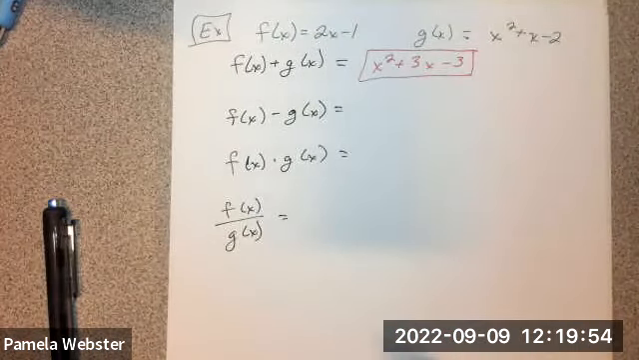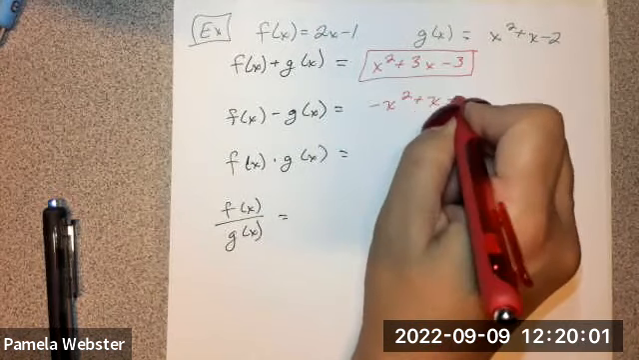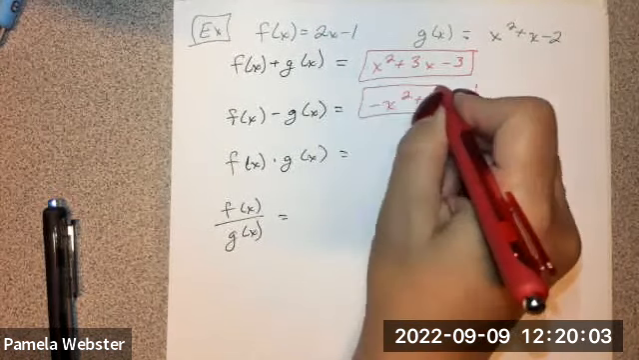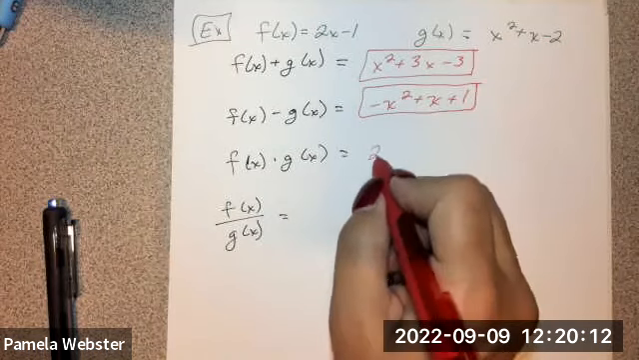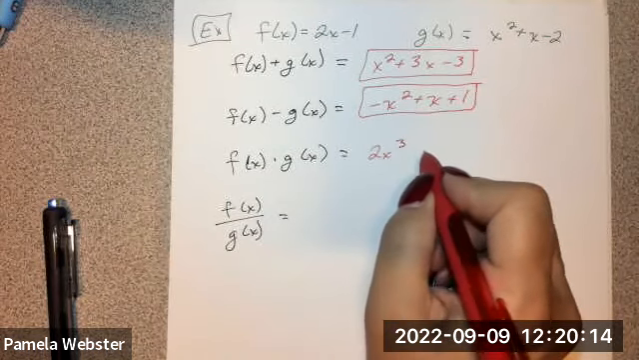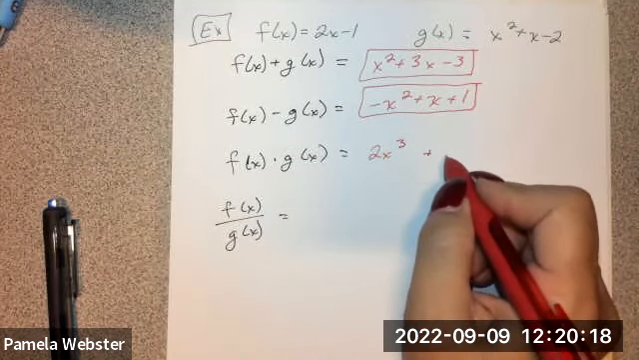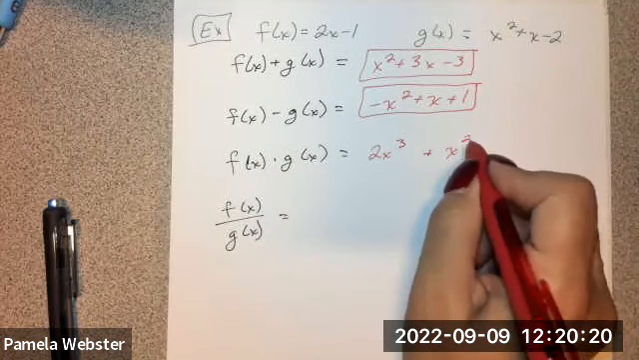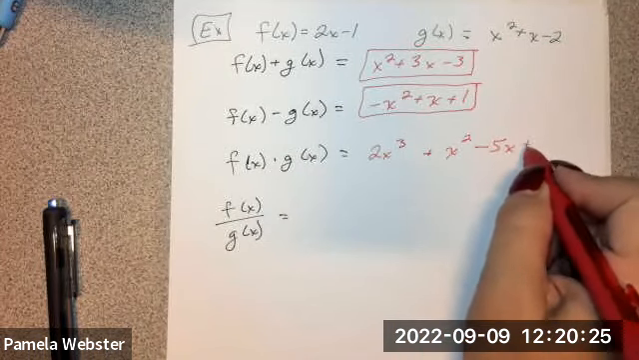And the second one, the subtraction, is negative x squared plus x plus 1. And then the multiplication is 2x cubed plus x squared. I'm looking, they've got some simplification stuff going on. Minus 5x plus 2.